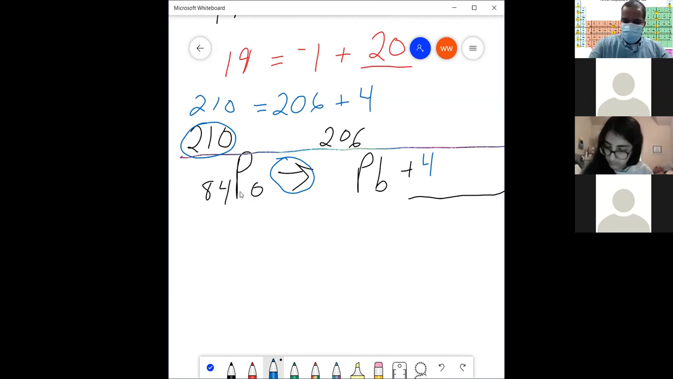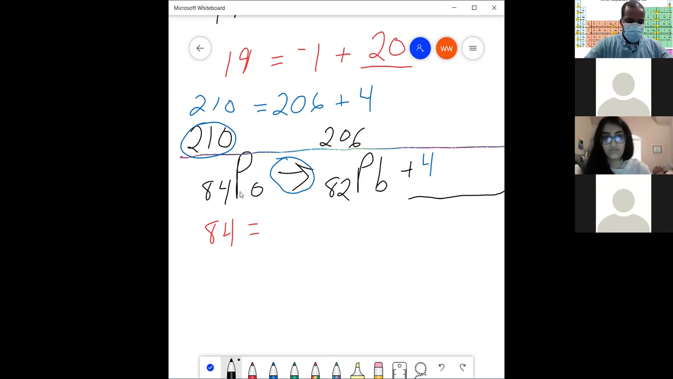Okay, what do I do next, Sally? 84. Mm-hmm. Equals. Do I put a zero? Is the atomic number for an element with the symbol PB, that's lead, zero? No. What is it? 82. Aha! So we put an 82 here.